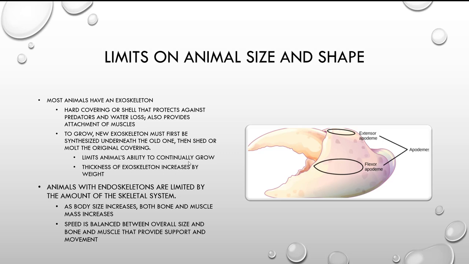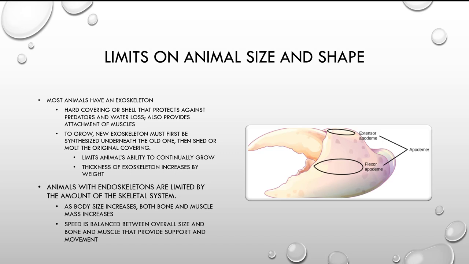So they can't continuously grow like we do. Also, the thickness of the exoskeleton increases with weight. In order to protect the organism, the exoskeleton does increase significantly to accommodate an increase in the weight of the organism. So if the body size is doubled, the doubling of the body size increases the body weight by a factor of 8. Okay, so that's pretty necessary in order to support that particular organism.